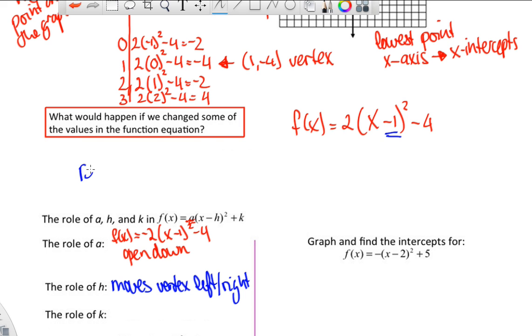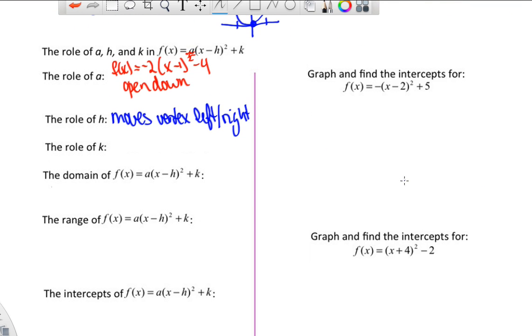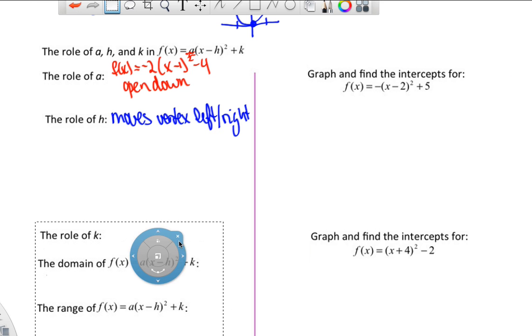This is all relative to comparing it to what x squared looks like. So keep in mind that x squared looks a little like this. It goes through 0, 0, 1, 1, and negative 1, 1. And so we're comparing it to that. So if you change h, then you will change where the vertex is from left to right.